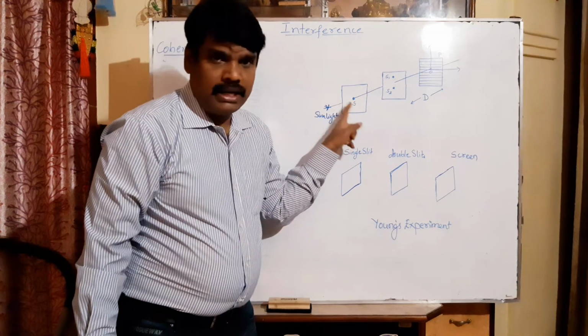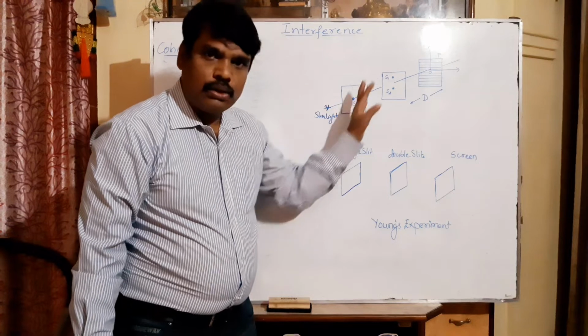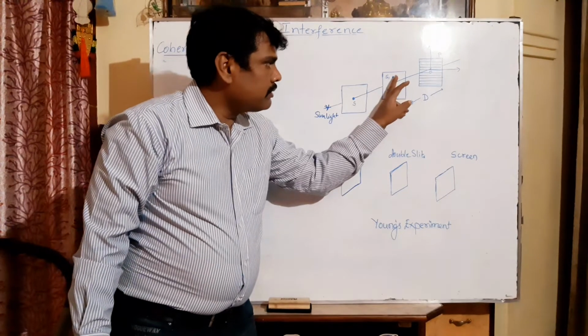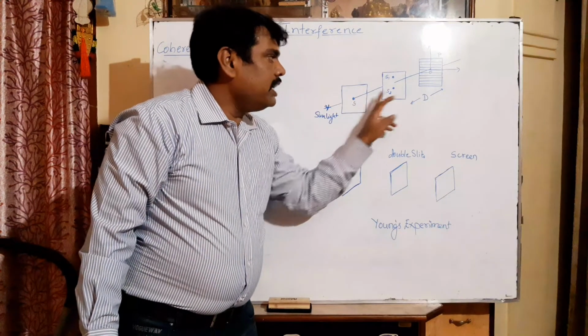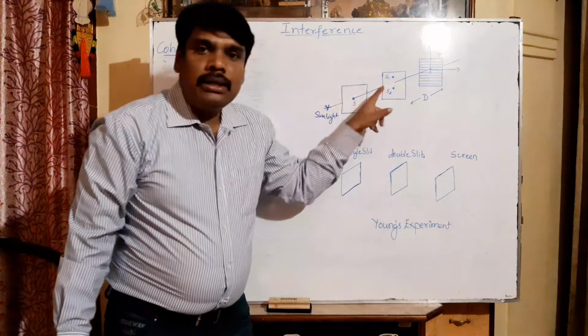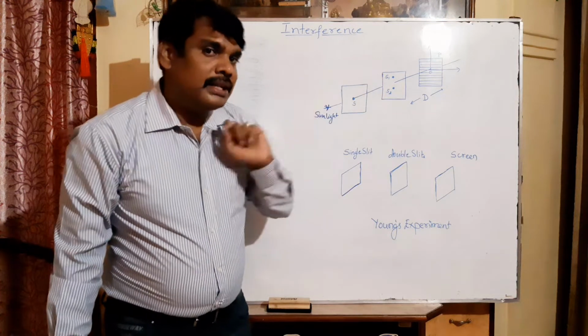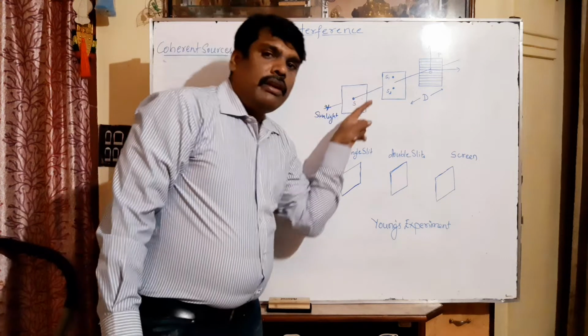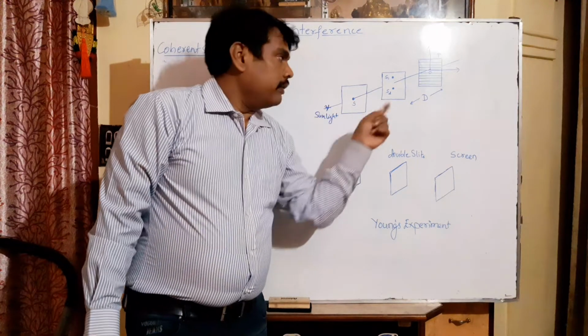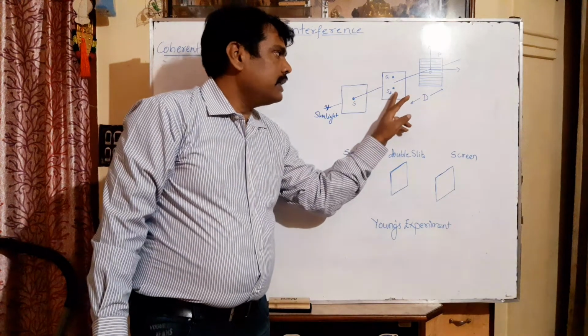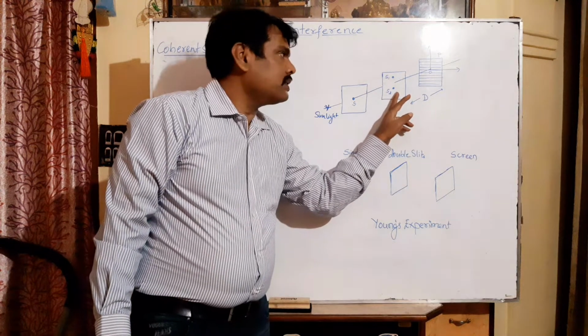That is one of the very important things we have to maintain to get coherent sources. The distance from S1 to S is exactly equal to S2 to S, and only then can these two sources be considered coherent. Now a single wavefront can split into two or more wavefronts like this. So S1 and S2 act like coherent sources.